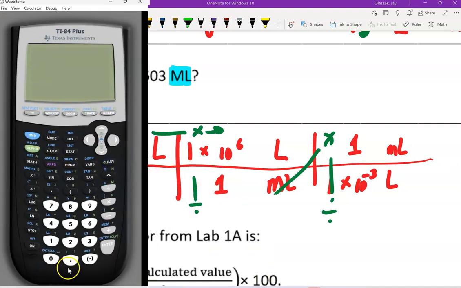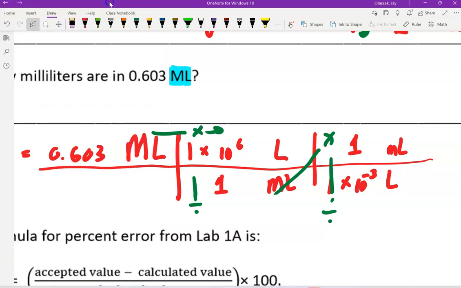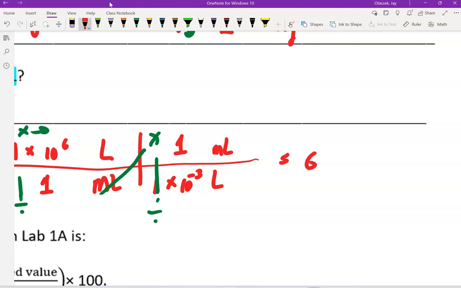and I'm going to say 0.603 times 1 times 10 to the 6th. We're going to divide that by 1, which is not necessary. And then we're going to multiply that by 1, which is not necessary. And divide that by 1 times 10 to the negative 3rd. And our answer is 603 million milliliters, or 6 times 10 to the 8 milliliters.